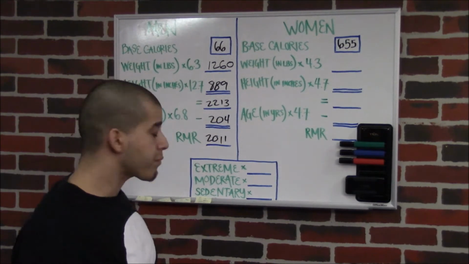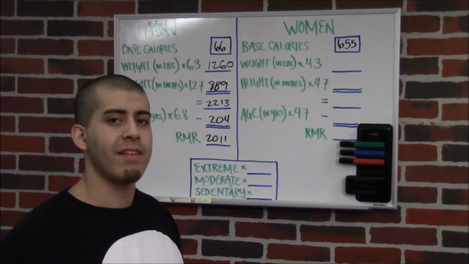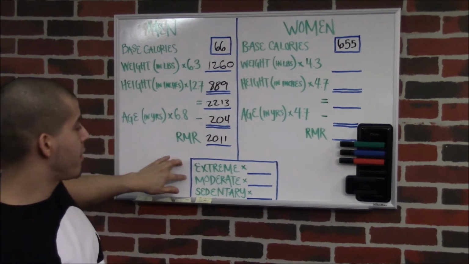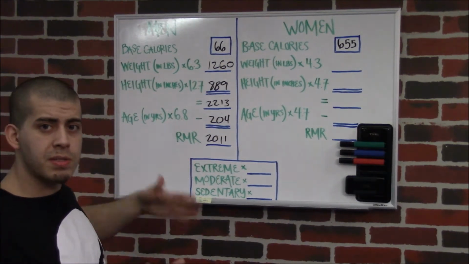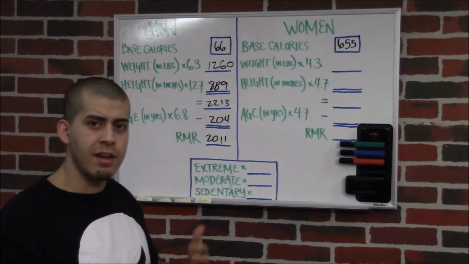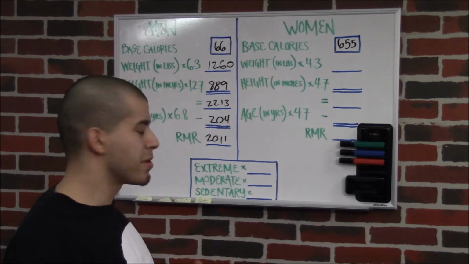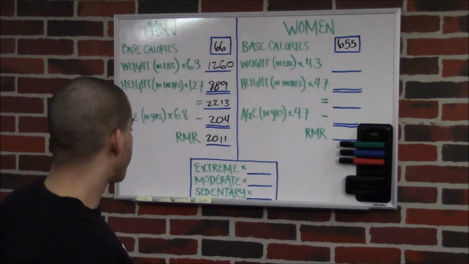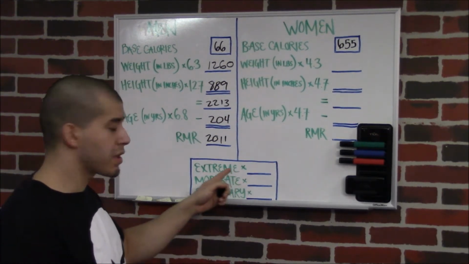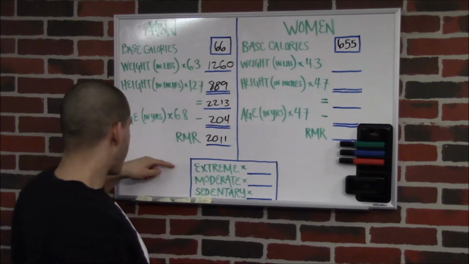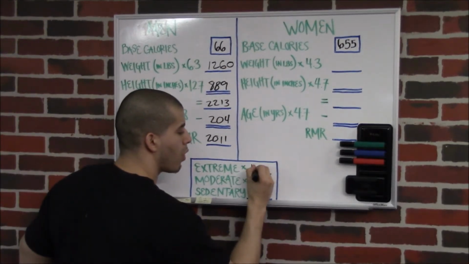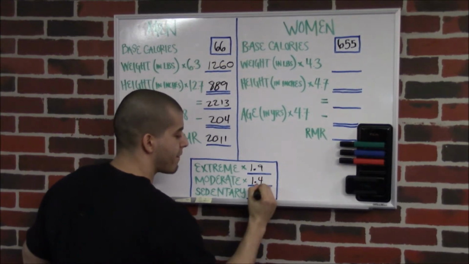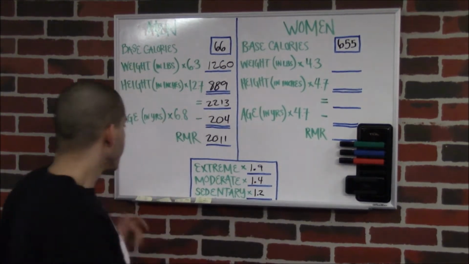But that's also saying that if I didn't have any kind of activity. If I do any kind of activity, which we have right here, we have sedentary, moderate, and extreme. And there's things in between, like athletic, and not so much sedentary but a little bit more than sedentary and a little bit less than moderate. So with those, with the multipliers, for extreme we have a 1.9 multiplier, for moderate it's a 1.4 modifier, and for sedentary it's 1.2.